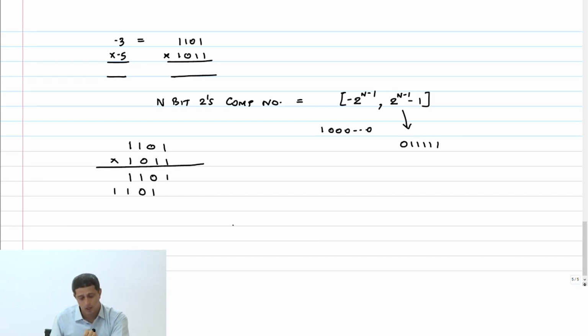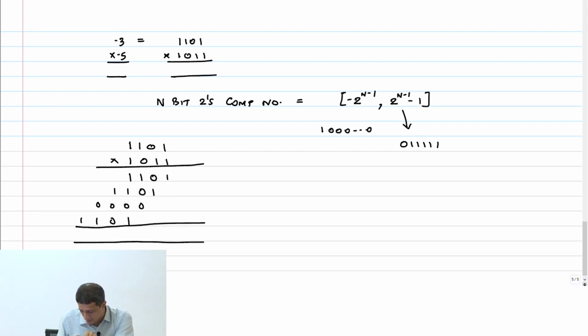What about the third one? All zeros, so this will just be 0, 0, 0, 0. The fourth one is 1, 0, 1, 1, 0, 1, 1, 0, 1, 1. Can you now add these numbers and tell me what you get?